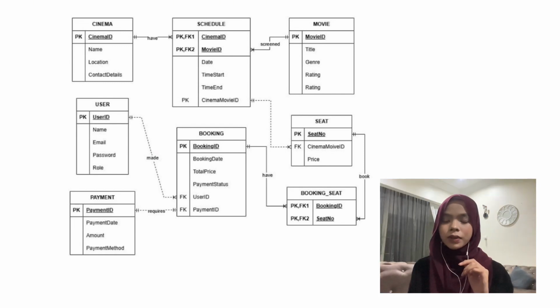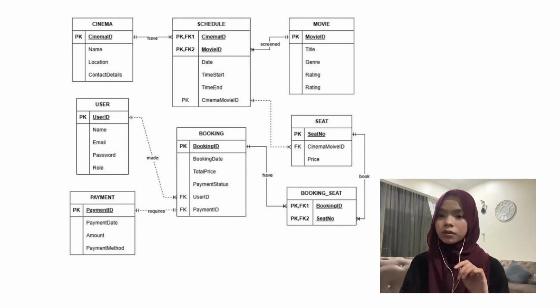And lastly, the booking seat entity, which is the bridge. The booking seat entity links specific bookings to individual seats. The attributes for this entity are booking ID, which is a primary key and foreign key, and seat number, which is also a primary key and foreign key.